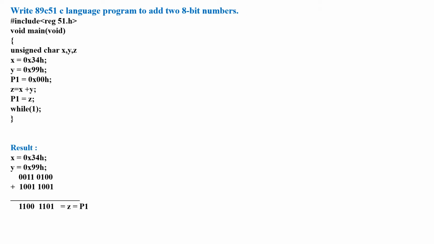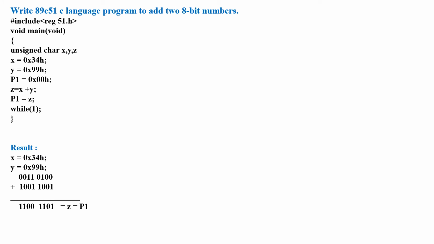Now let's take another program, addition of 8-bit numbers. Before writing the code, we need to assign variables. The variables are two for the numbers and one for the result. Here I am using the variables x, y, z, three variables. Also I assign the value of x as 0x34 and y as 0x99.